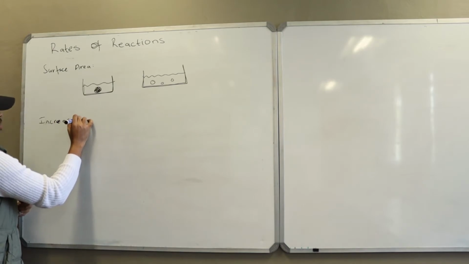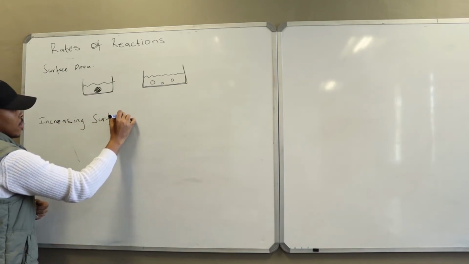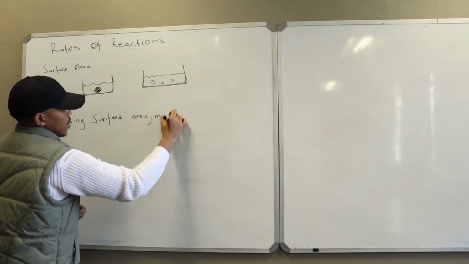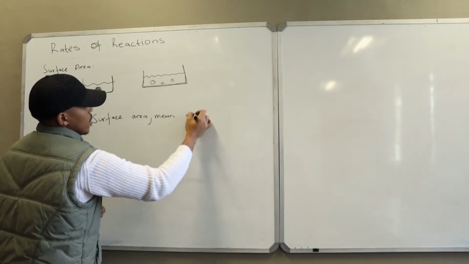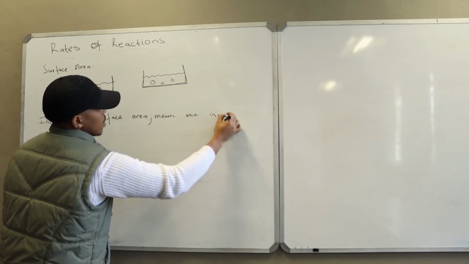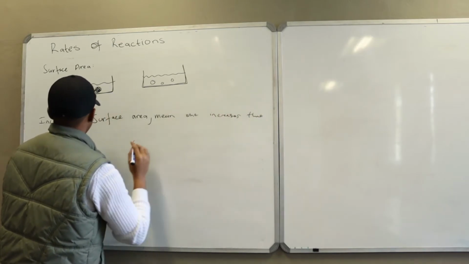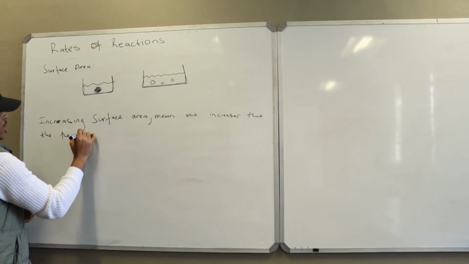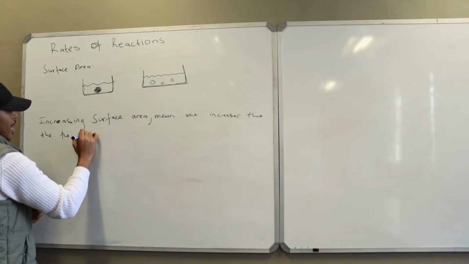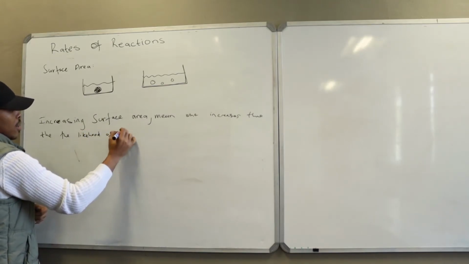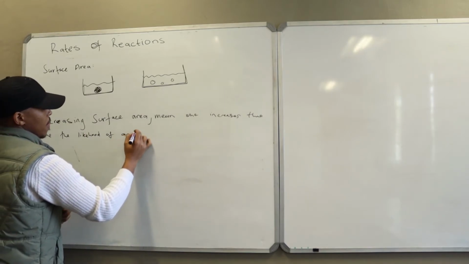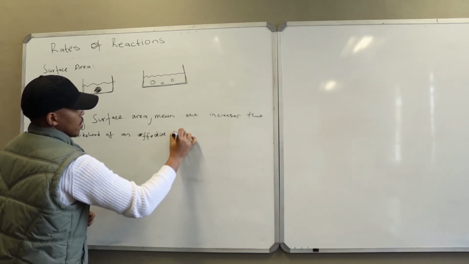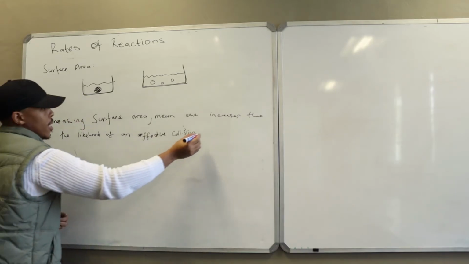In collision theory, it means increasing surface area means one increases the likelihood of an effective collision. Okay? Why are you doing that?